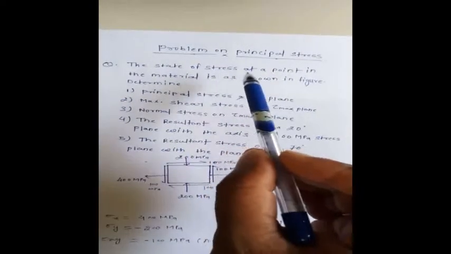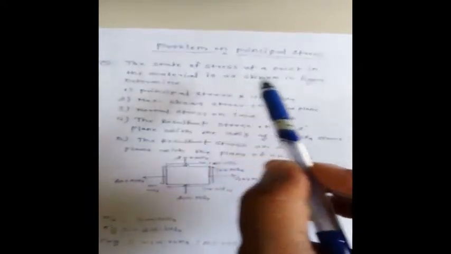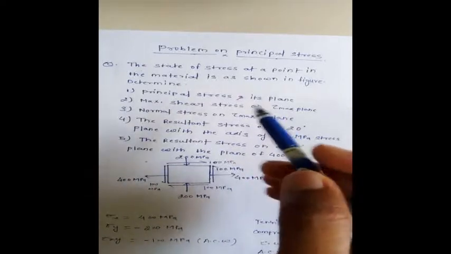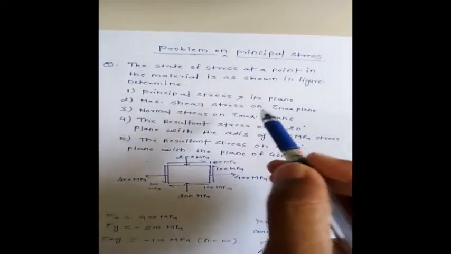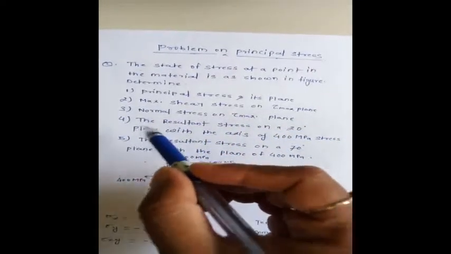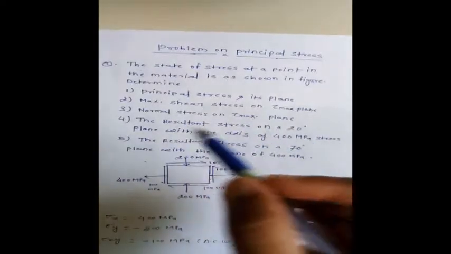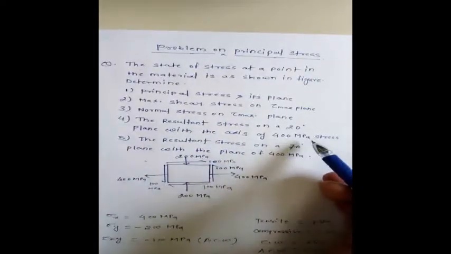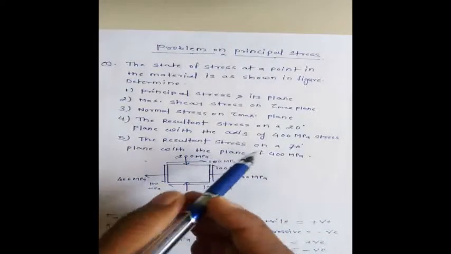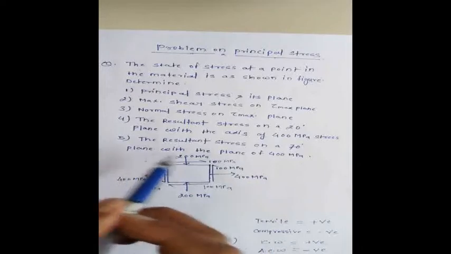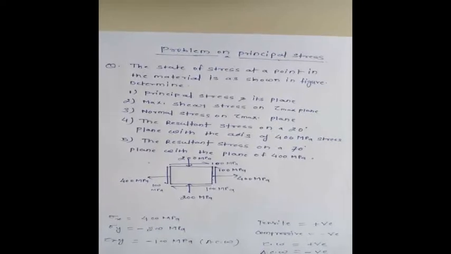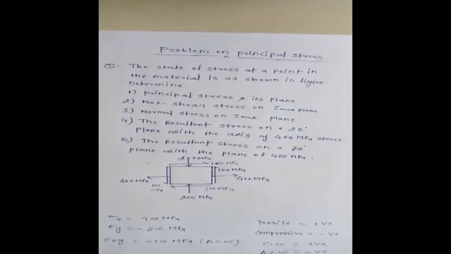The state of stress at a point in the material is as shown in figure. Determine, first, principal stress and its plane. Second, maximum shear stress on tau max plane. Third, normal stress on tau max plane. Fourth, the resultant stress on a 20-degree plane with the axis of 400 megapascal stress. Fifth, the resultant stress on a 70-degree plane with the plane of 400 megapascal. So these are the possibilities of the question which I have included in a single question.